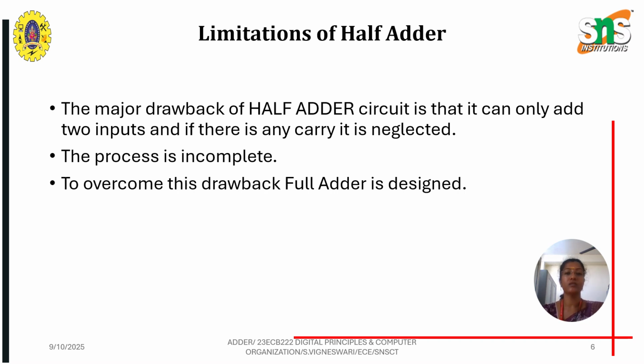And the limitation when we speak about the half adder is, as I already said, the half adder is suitable for addition of two 1-bit numbers. So the main drawback is you can have only two inputs. You can add only two inputs, and therefore if any carry is given as an input, it is neglected and the process is hence incomplete.